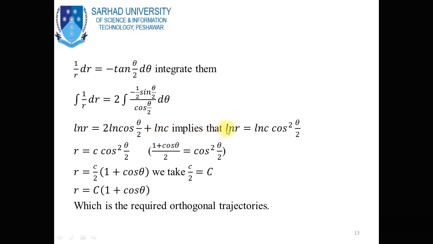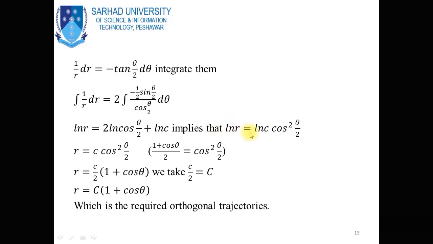and this implies that we can write natural log of r is equal to log cos square theta by 2 plus log c. By log rule, this coefficient can be put in the place of power, so we can write natural log of c cos square theta by 2, and since these two logs are in the plus form, by log rule we can write the log of c multiplied by cos square theta by 2, and now we can write r is equal to c cos square theta by 2.